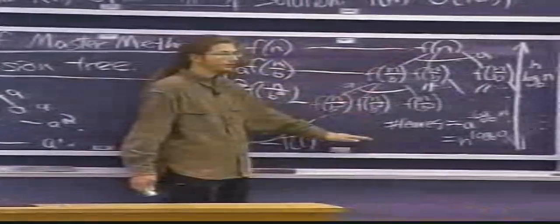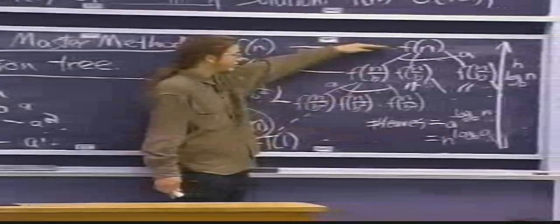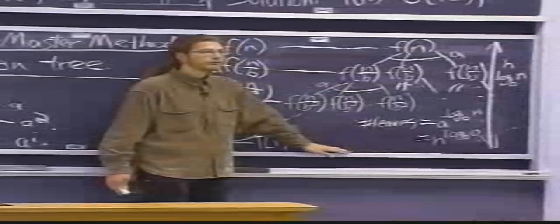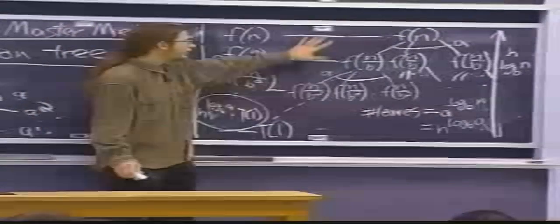If f of n is polynomially bigger than the leaf level, it dominates. If n to the log base b of a is polynomially larger than f of n, most of the time it dominates. Okay? And case 2 is when all of these levels cost roughly the same. Let me just write down that intuition so that you have it in your notes.